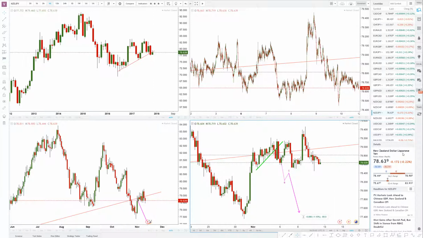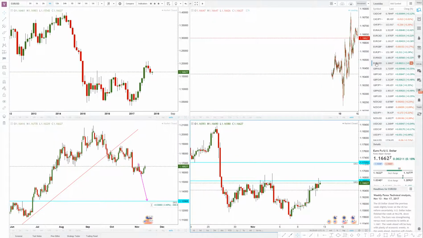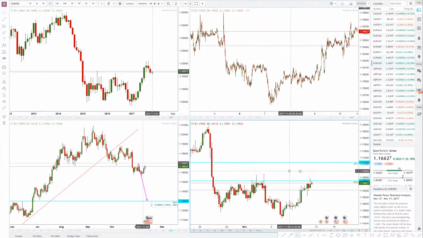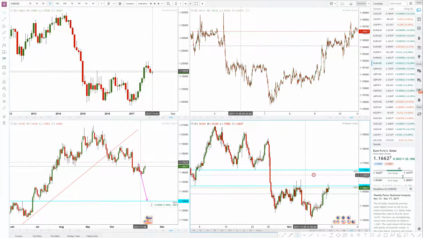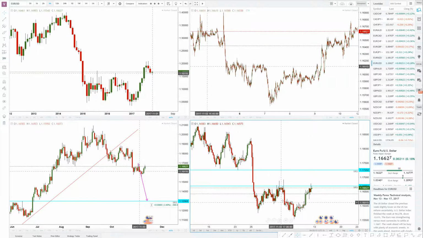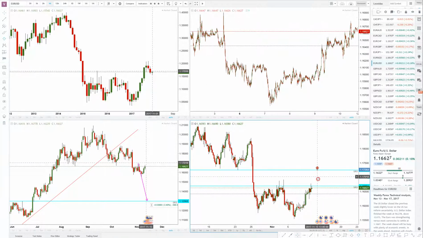We're going to start with the EU. Still projecting a lower move. We've got this SRS coming up, right? So basically this would be a good sell here.